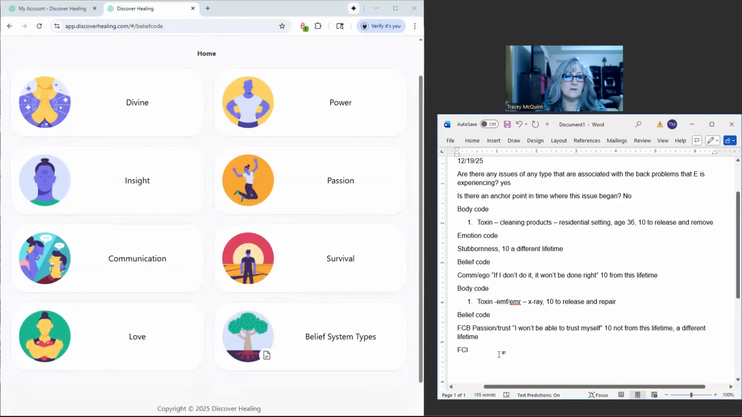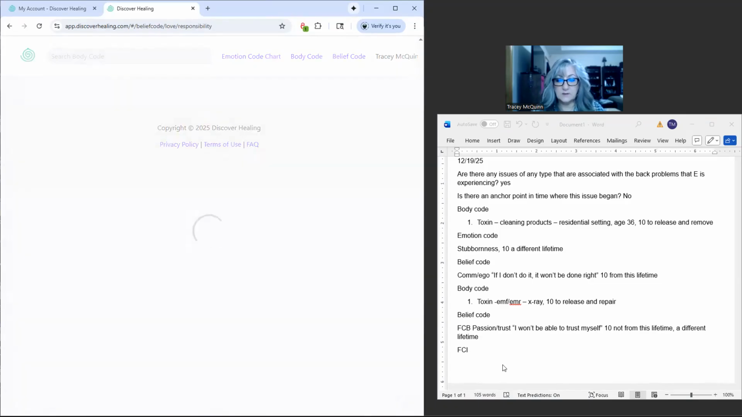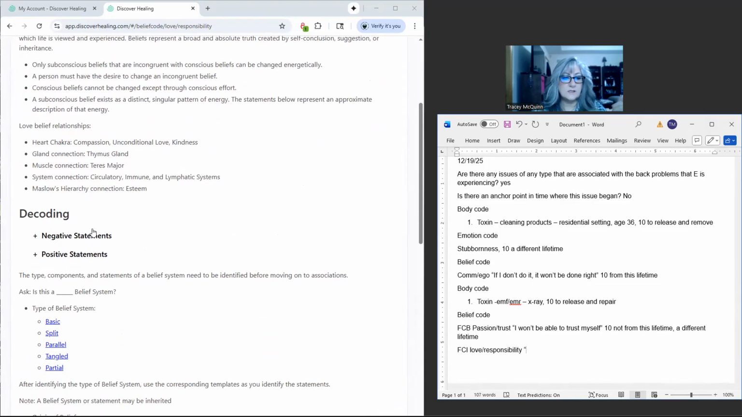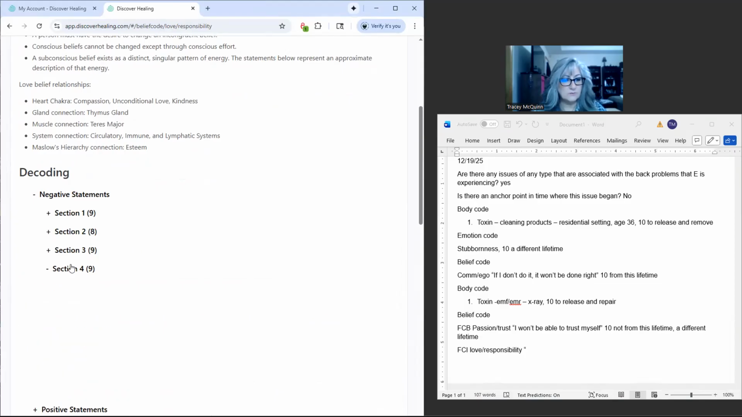All right. So is it on the left side? Is it divine, insight, communication, love? Right side? It's children, others, partner, responsibility. Okay, and we go under negative statements because it's the incongruent beliefs we're looking for. These other things are like the replacement statements, the positive affirmation type stuff. So negative statements. Is it 1? 2? 3? 4? Okay, so section 4.